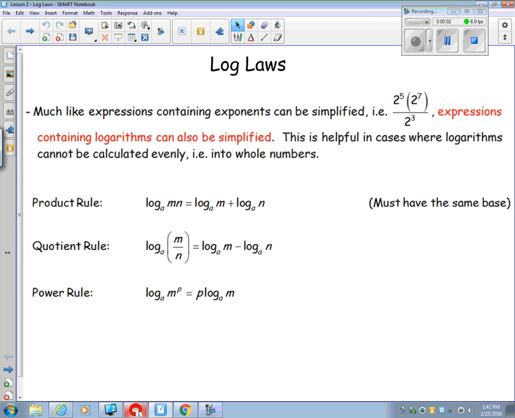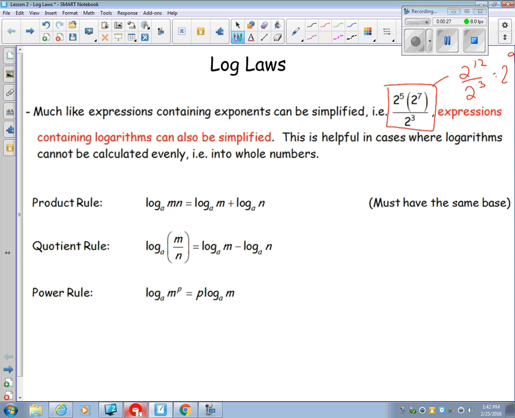Okay, today we're going to take a look at some log laws, some things we can use to simplify expressions. Just like we could with exponential functions, make things easier before we actually had to calculate them. For example, 2 to the 5 times 2 to the 7 over 2 to the 3. We can make that 2 to the 12 on top over 2 to the 3 by adding our exponents. And then we could subtract our exponents and say that's 2 to the 9. That'd be a lot easier to work with than this messy expression.